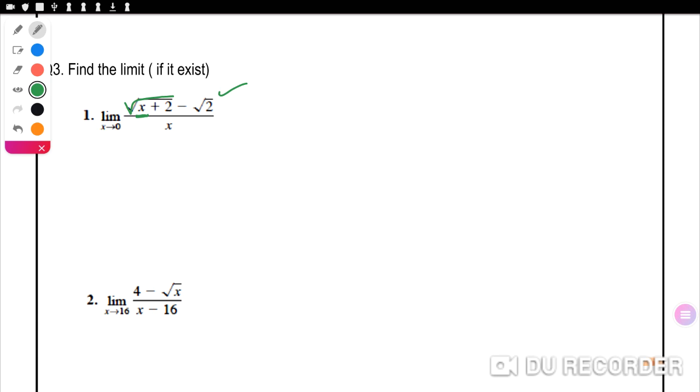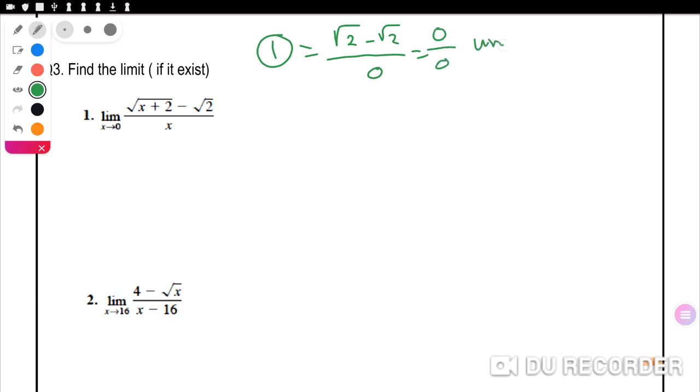What is the first step? Use the conjugate to redefine the function. But before I do any steps, as I showed you before, what is the first step? As I told you before, substitute to make sure the value of this limit is undetermined. Here, replace: it will be square root 1, square root 2, minus square root 2, over 0. It will be 0 over 0, undetermined.